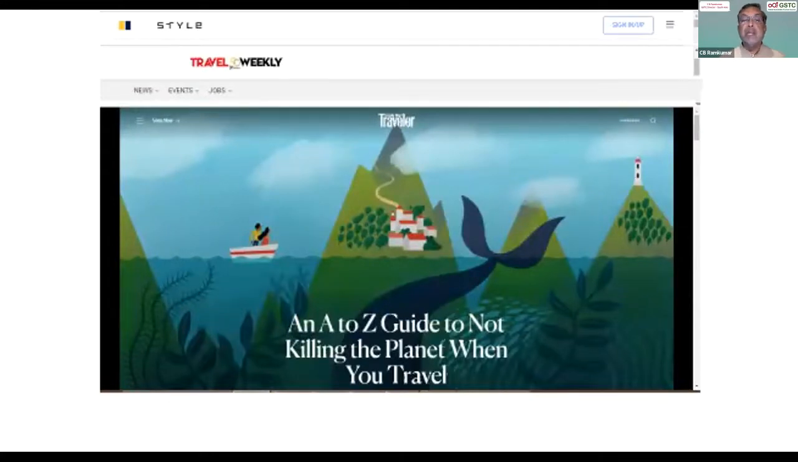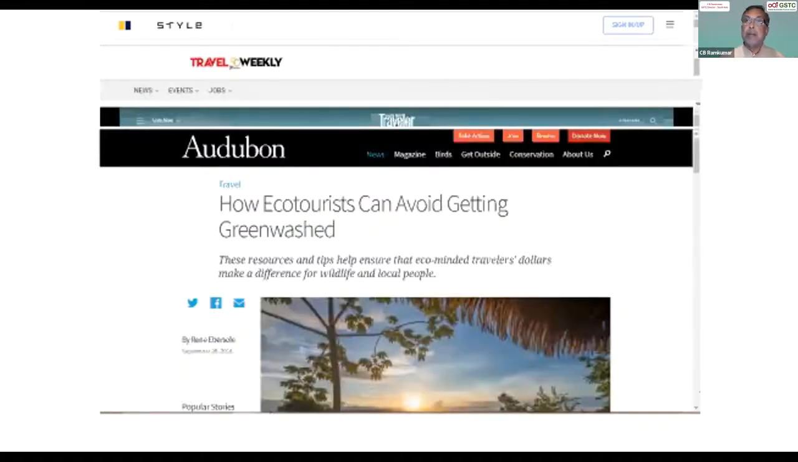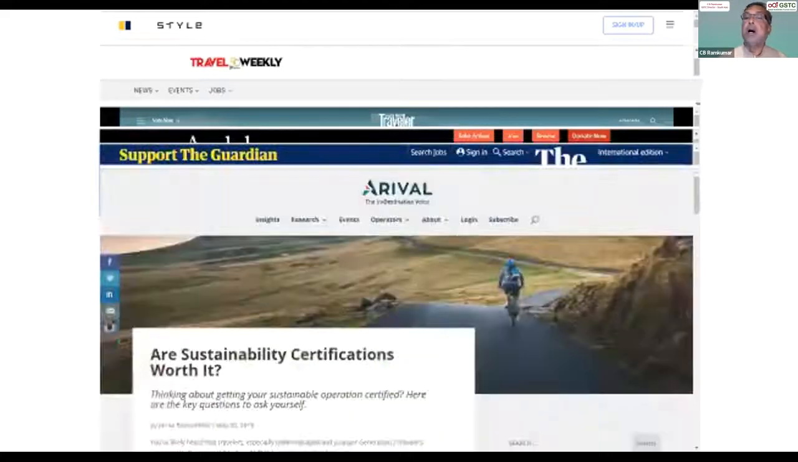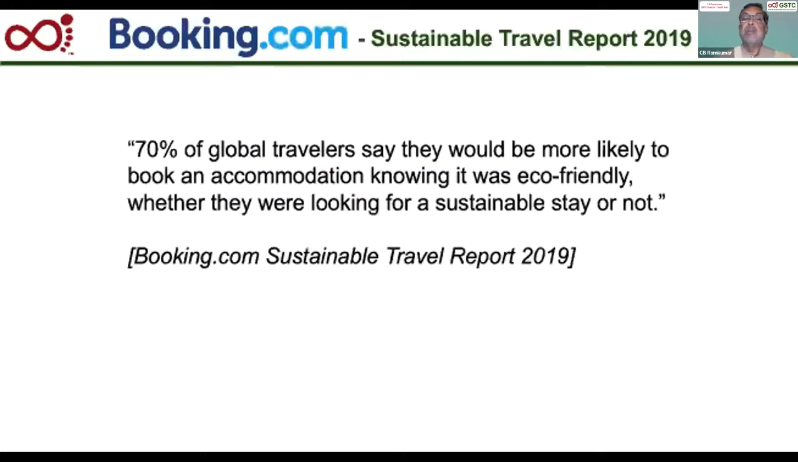So much so, there are various people who've been publishing guides and publishing some kind of methodology for the tourists and travelers to be able to sift through the real from the not so real. Because of this, there was a need for sustainable tourism standards to be set. 70% of global travelers say that they are more likely to book an accommodation knowing it was eco-friendly, whether they were looking for a sustainable stay or not. This is a 2019 report from Booking.com. It's quite an extensive study that they had done.